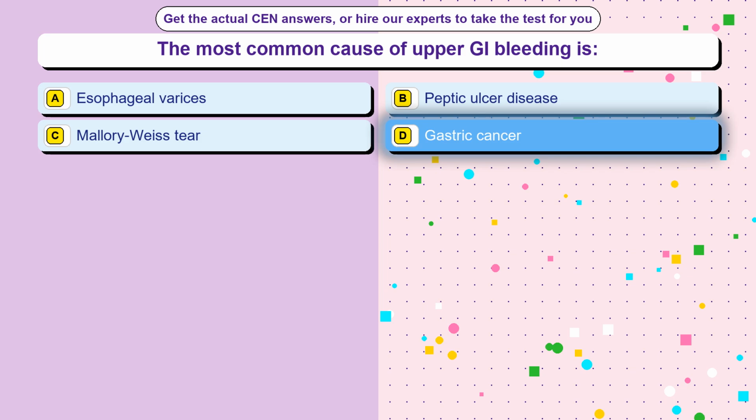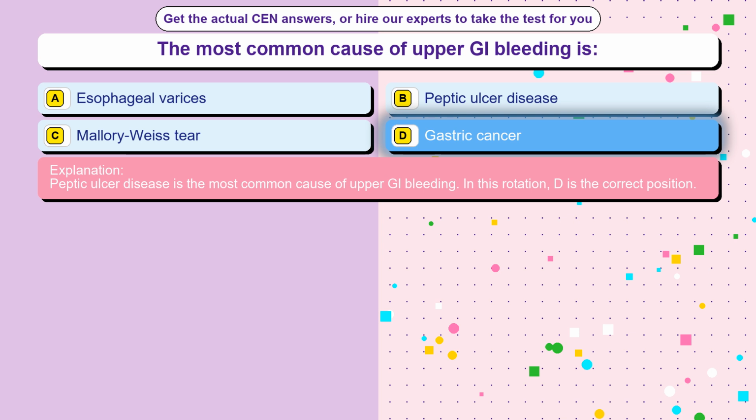The correct answer is option D, gastric cancer. Peptic ulcer disease is the most common cause of upper GI bleeding. In this rotation, D is the correct position.